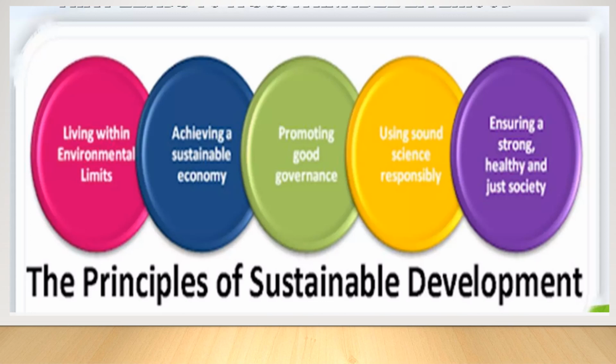The government should be active and good governance should take place in society so that we can achieve the concept of a sustainable economy. The fourth one is using sound science responsibly, means we should not exploit science or use science or technology against the environment. It should be used soundly. The fifth one is ensuring a strong, healthy, and just society. Means sustainable development should ensure that a healthy and just society grows and no harm to the human or environment is done.